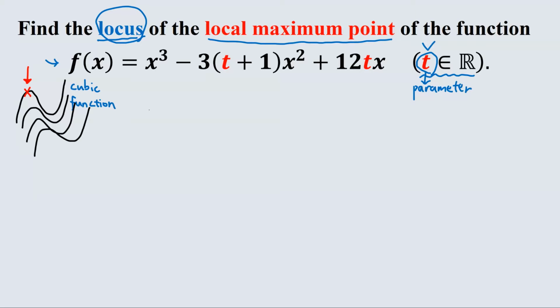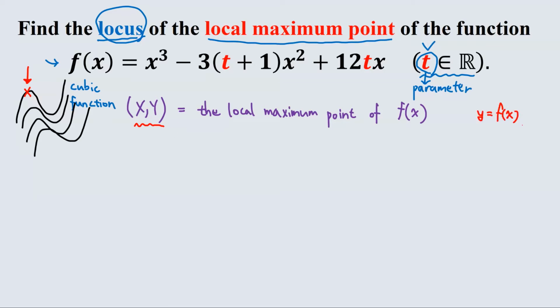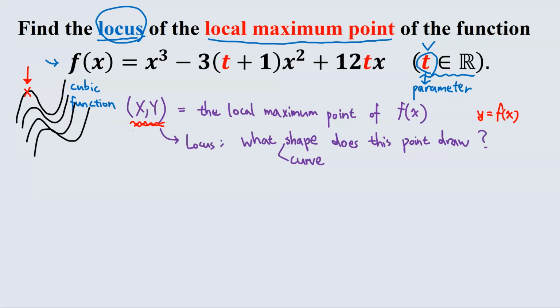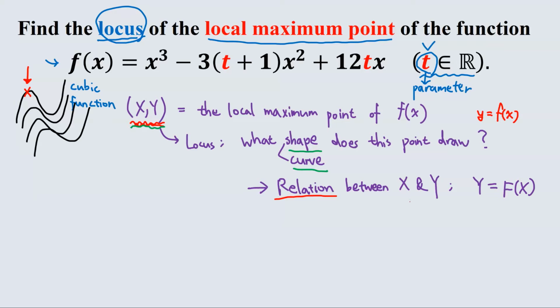Alright, so now everyone must have understood what I'm going to accomplish here, but how can we find this locus? The general method of finding the locus on a coordinate plane is like this. First, let (X, Y) be the local maximum point of f(x). We use small x and y for the expression of our given function here, so let us use capital X and Y specifically for the local maximum point. The locus of the point (X, Y) means what shape or what curve does this point draw? This simply means the relation between X and Y, like y equals f(x). So we have to find the relation between these two variables, X and Y.